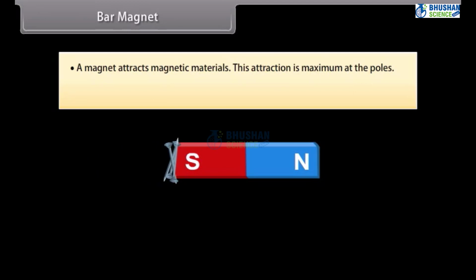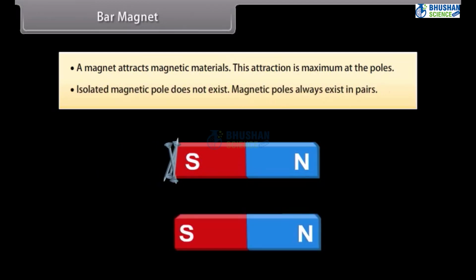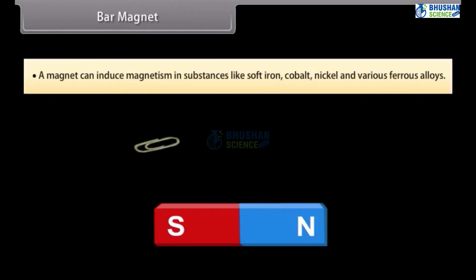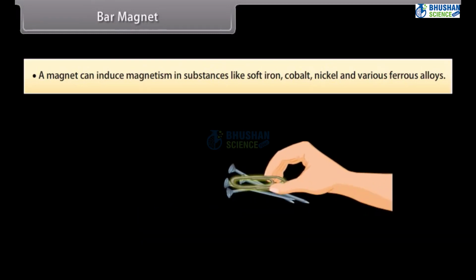This attraction is maximum at the poles. Isolated magnetic pole does not exist. Magnetic poles always exist in pairs. A magnet can induce magnetism in substances like soft iron, cobalt, nickel, and various ferrous alloys.